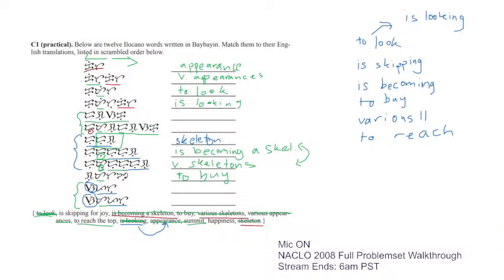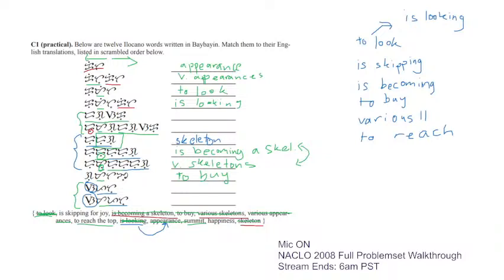It's just trying to figure out which one is skipping for joy and then which one is to reach the top. It's not plural. I misspoke. It's not plural. It's like is verbing. Like it's conjugated. Let's see. Is looking is here. Skipping for joy. Is skipping for joy.